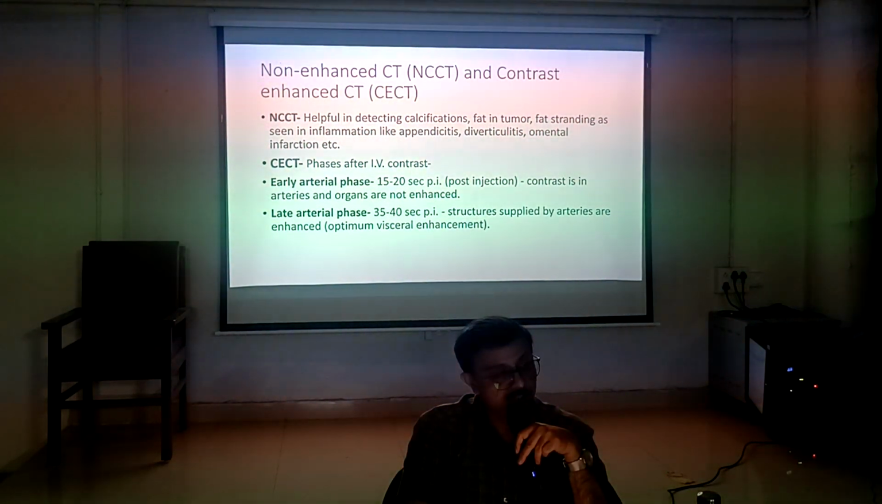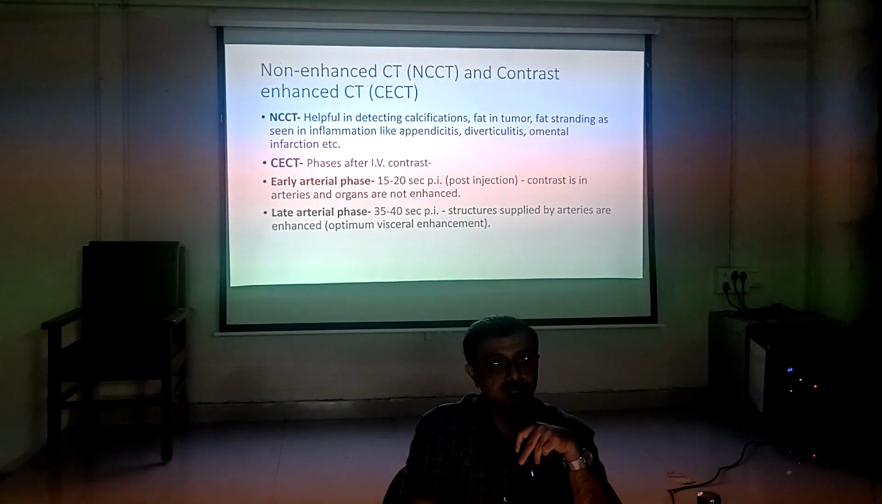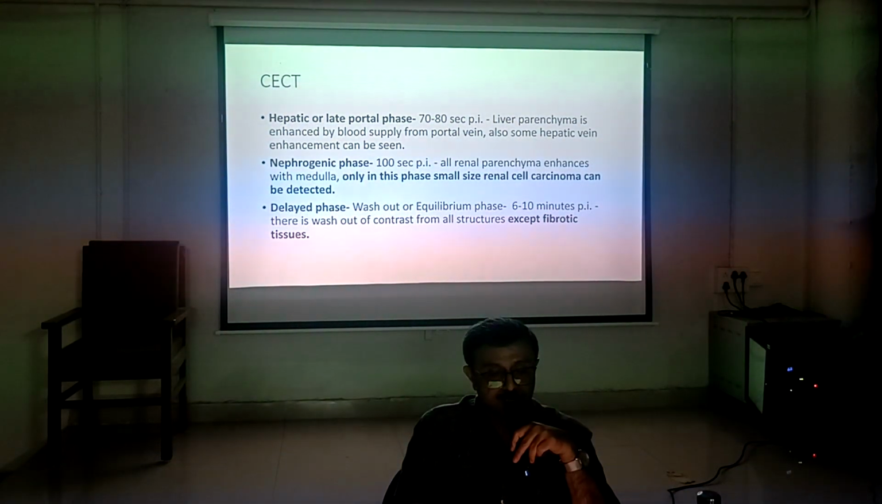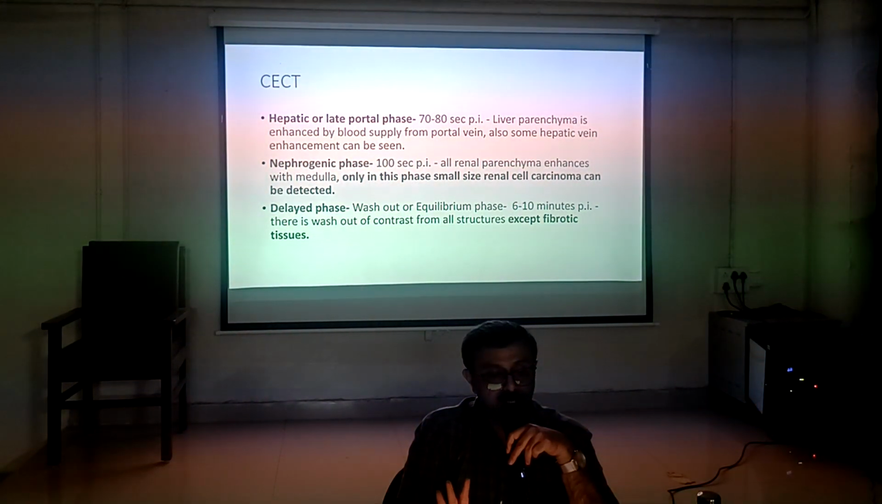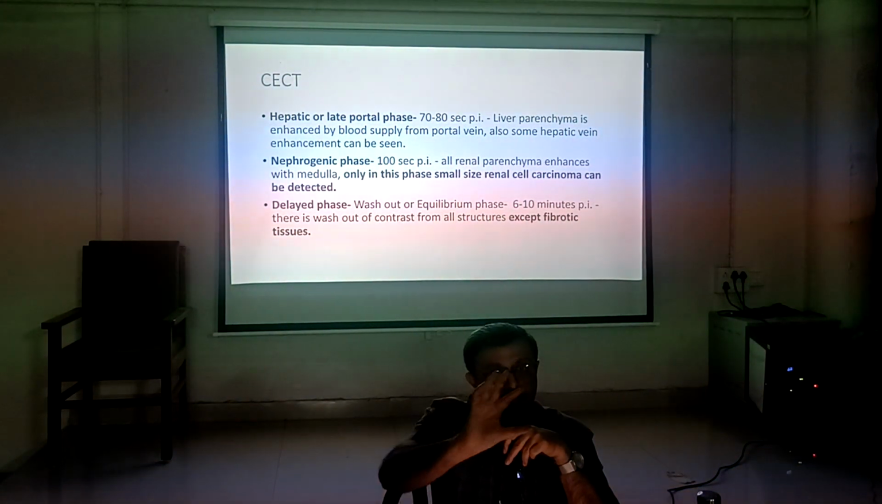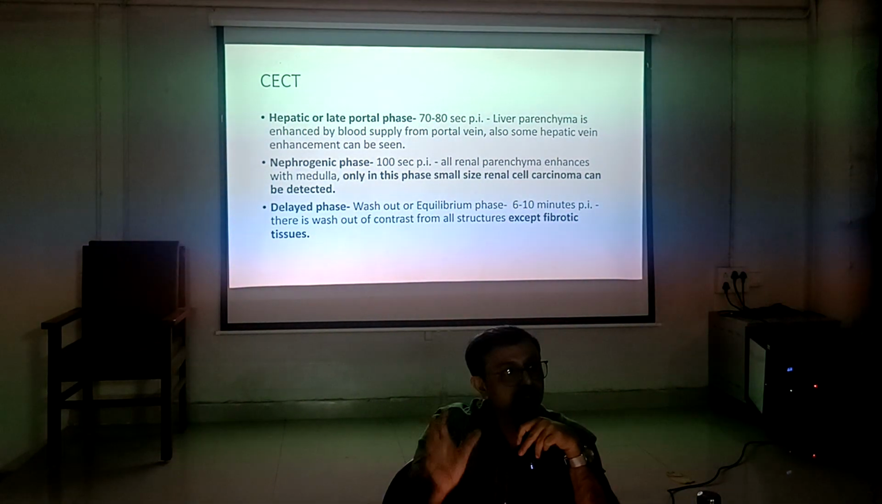So optimum visceral enhancement is in the late arterial phase, 35 to 40 seconds. If it is the liver, the hepatic or late portal phase is at 70 to 80 seconds. The liver parenchyma is enhanced by blood supply from the portal vein. If the liver parenchyma is enhanced without a lesion, then it is the portal phase.